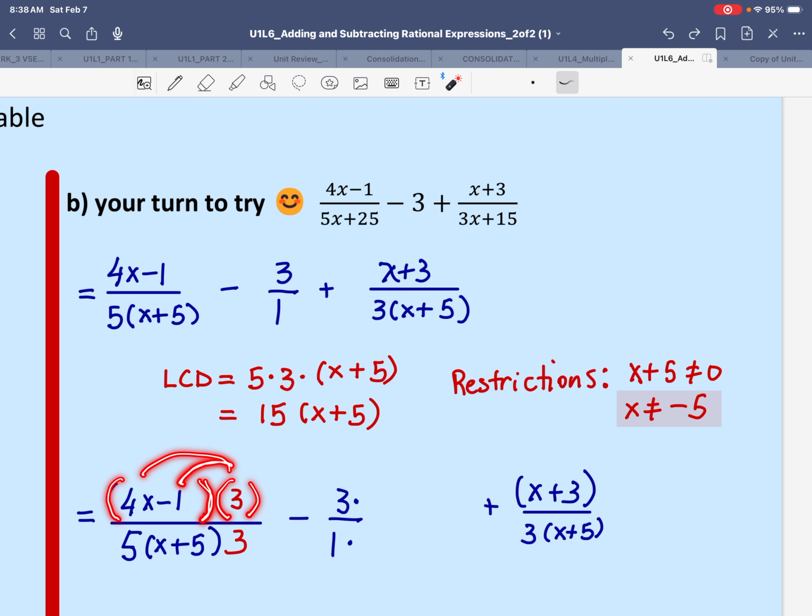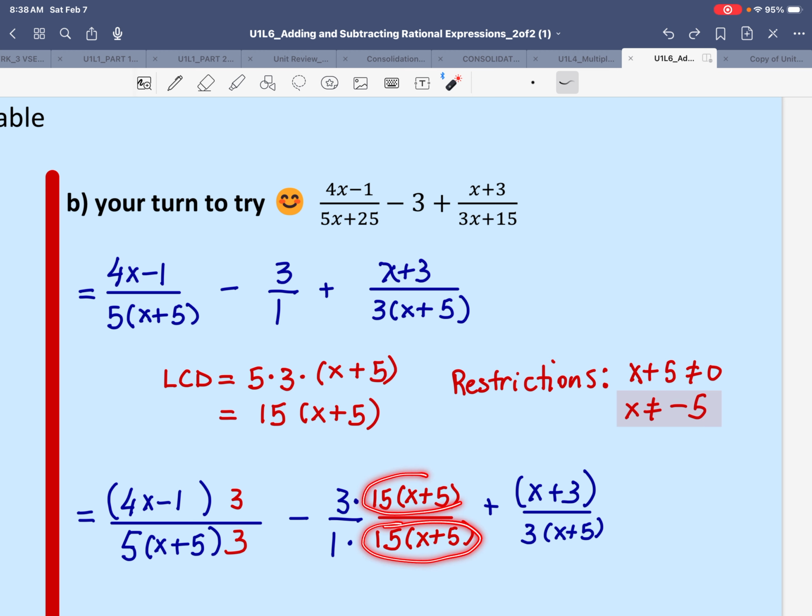So we write the brackets and then multiply by 3 so that 3 multiplies each term. Now 3 over 1, with a denominator of 1, is going to need the entire denominator of 15x plus 5. So we multiply by 15 times x plus 5, both numerator and denominator. And lastly, x plus 3 over 3x plus 5 is missing 5, so we're multiplying by 5 over 5.